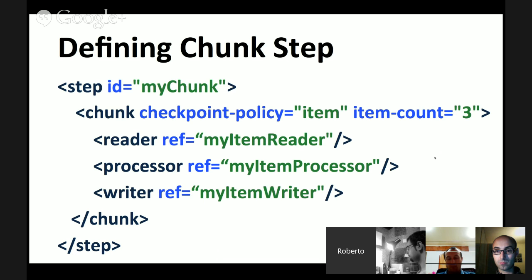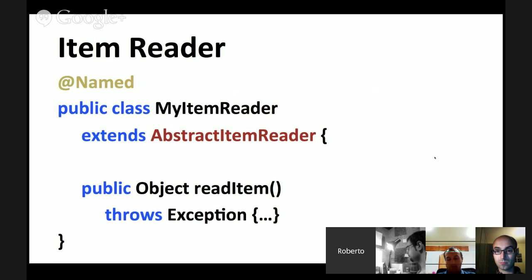Now let's look at the item readers. So this is an item reader. The only specification here is an abstract item reader. So this is actually extending this class, which has 4 methods. It has a read item, an open, a close, and there's a 4th one that I can't remember at the moment, but we'll see it right in the code.